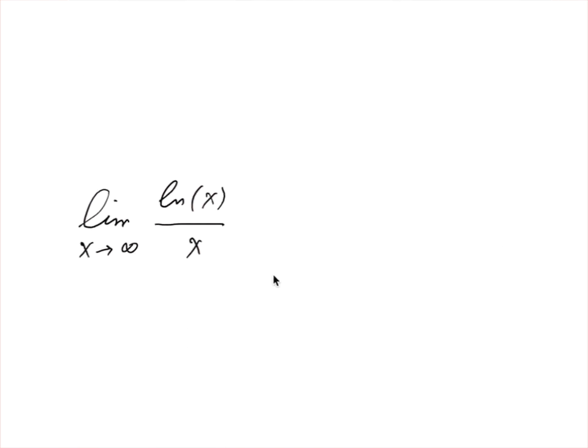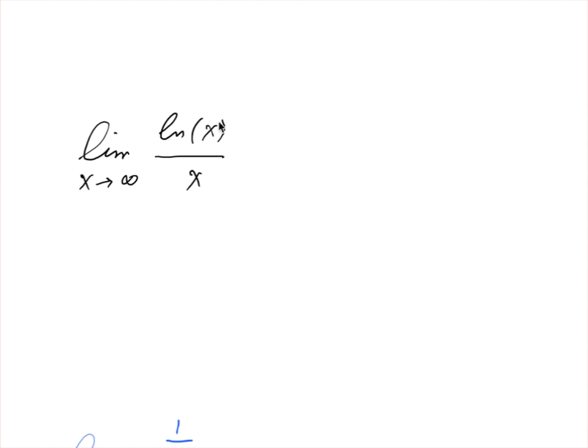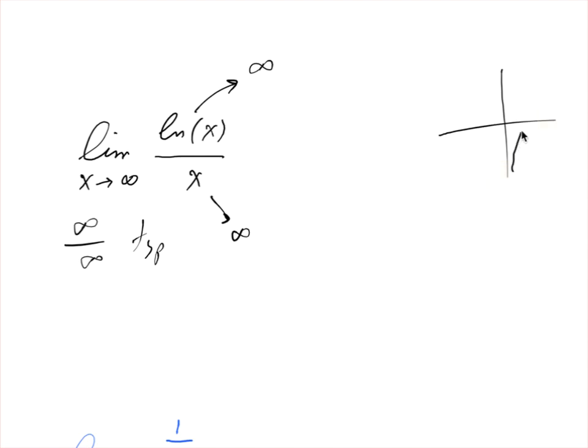So here's another example, the limit of ln of x over x as x tends to infinity. This is infinity over infinity type, because ln of x tends to infinity, because it's an increasing function without bound. So this is the graph of ln of x. It keeps going up, but slowly but surely. So it is infinity over infinity type.